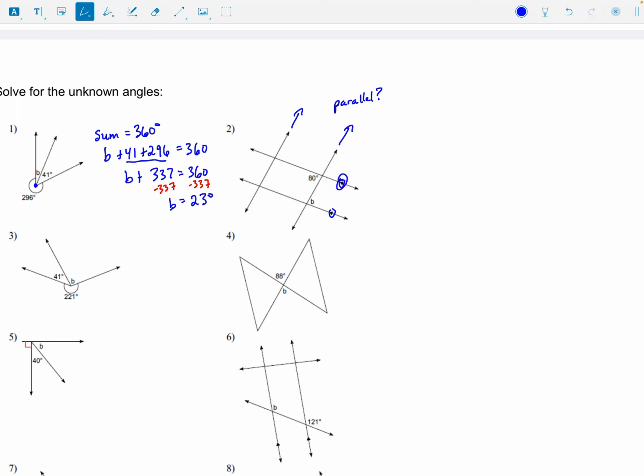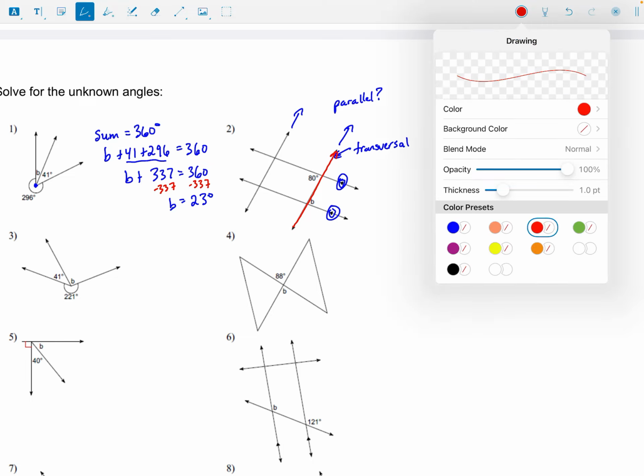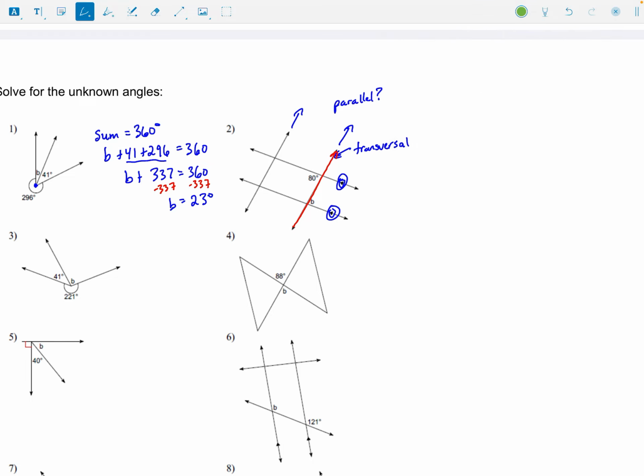But we can tell by these right here that these are parallel. So this is the parallel. This would be called the transversal right there. Let me put it in red like in those other diagrams. So there we go. There's our transversal, which would tell us that if I draw a Z pattern right here, that these two angles should be equal. So we know that B equals 80 degrees.